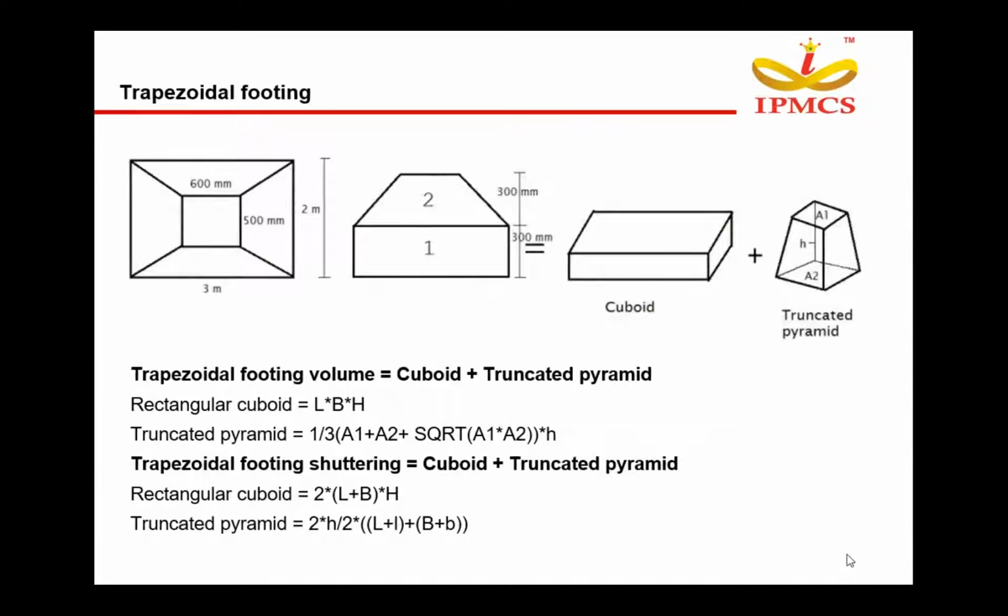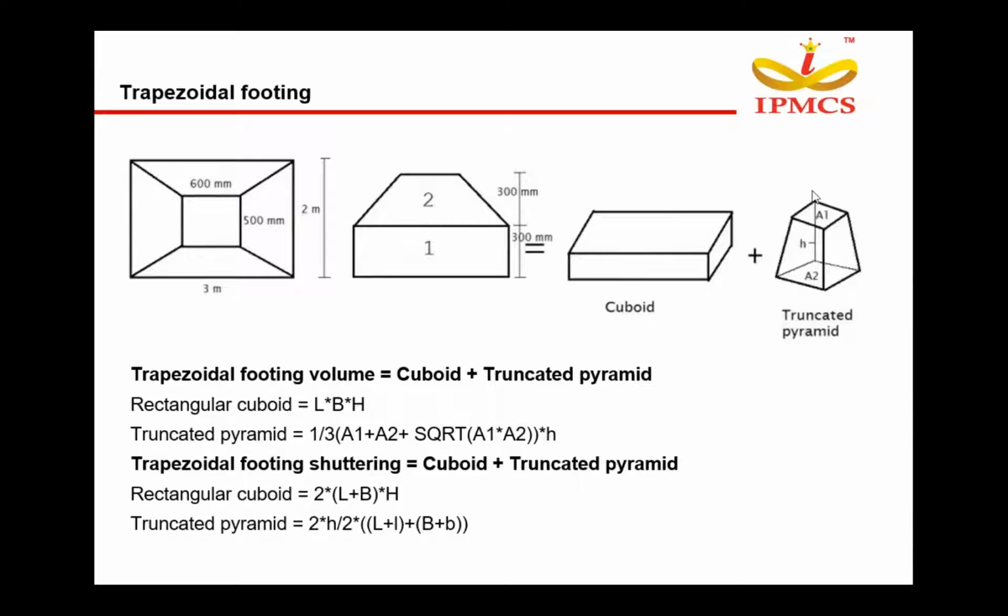So today's topic is about trapezoidal footing calculation. You can see this is the shape of a trapezoidal footing, which has a cuboid at its bottom and a truncated pyramid at its top. So its volume is comprised of two different components. The first one is the cuboid, which has the formula length into breadth into height. The second one is the truncated pyramid.